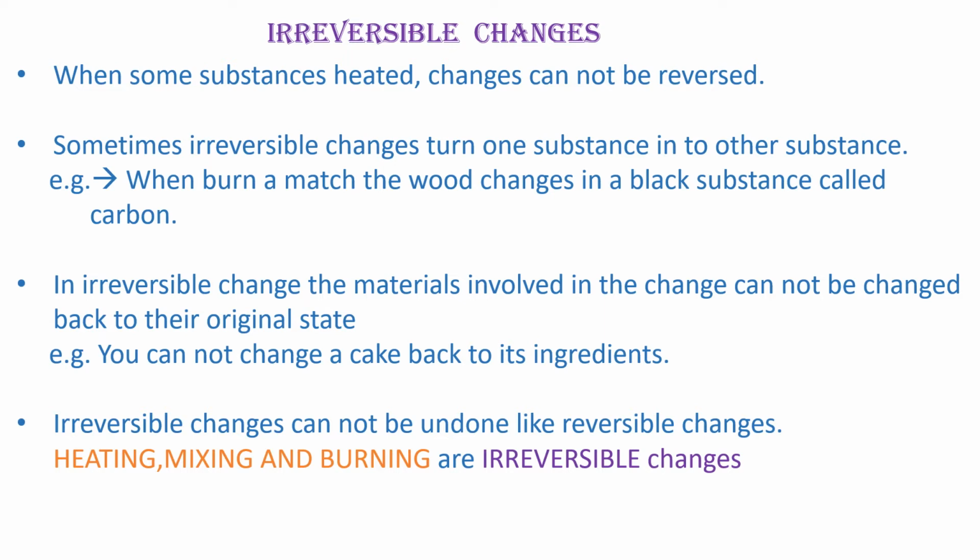In irreversible changes, the materials involved in the change cannot be changed back to their original state. For example, you cannot change a cake. You have made a cake and you cannot change it back into its ingredients. So we can say that in a reversible change you can change back, but in an irreversible change, the changes cannot be reversed. So an irreversible change cannot be undone like reversible changes. There are some forms like heating, mixing and burning, they all are irreversible changes.